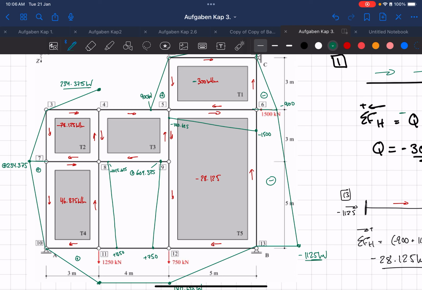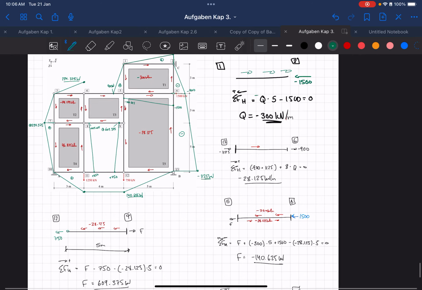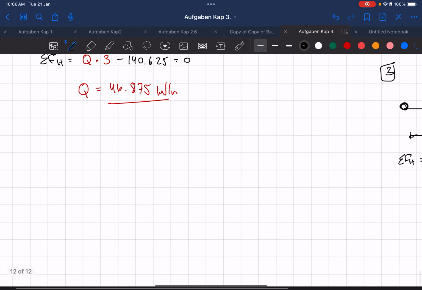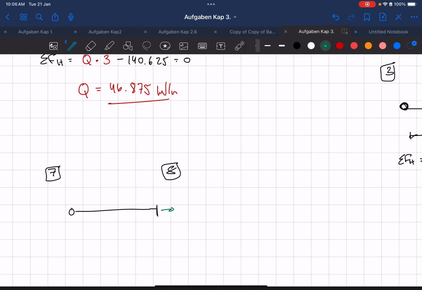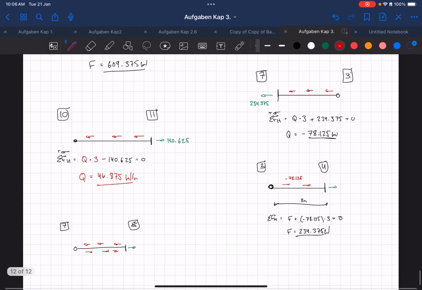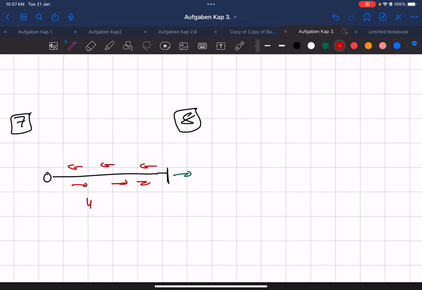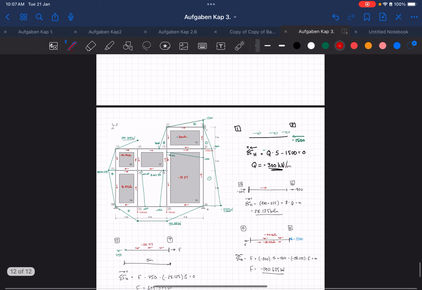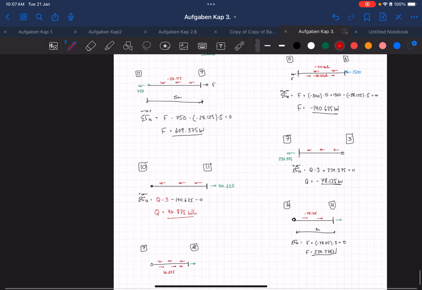Now we gotta hope that these things connect, because I will also do 7 to 8 really quickly, because I know I can do that one as well. So, and this goes this way. I also have something from below. So I have a 46.875. Also have a minus 78.125.